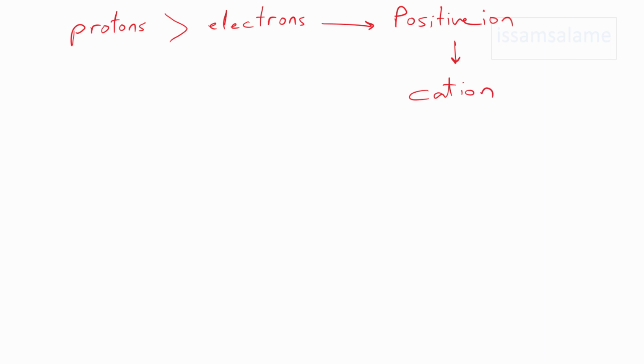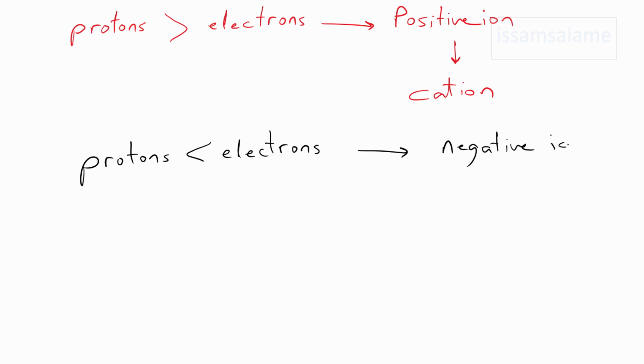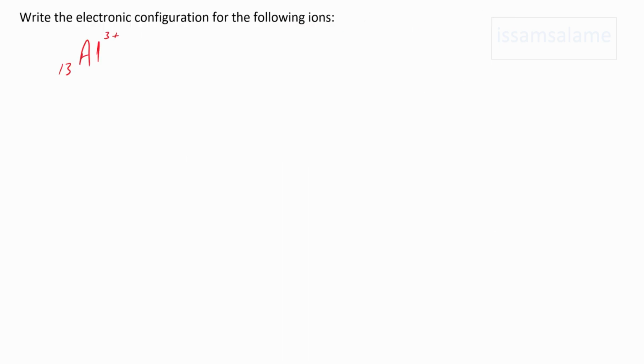As you notice, when the number of protons is more than the number of electrons, the charge is going to be positive and the ion is going to be a cation. But when the number of protons is less than the number of electrons, the ion is going to be negative, and we are going to call it an anion. So from now on, positively charged ions we're going to call cations, while negatively charged ions we're going to call anions. Let's start practicing by writing the electronic configuration for different ions.